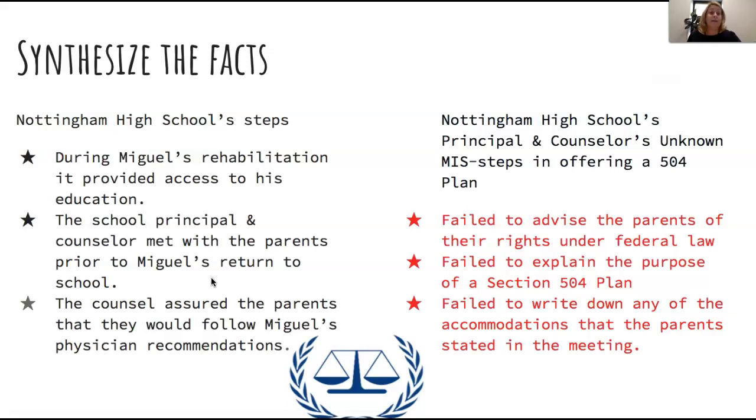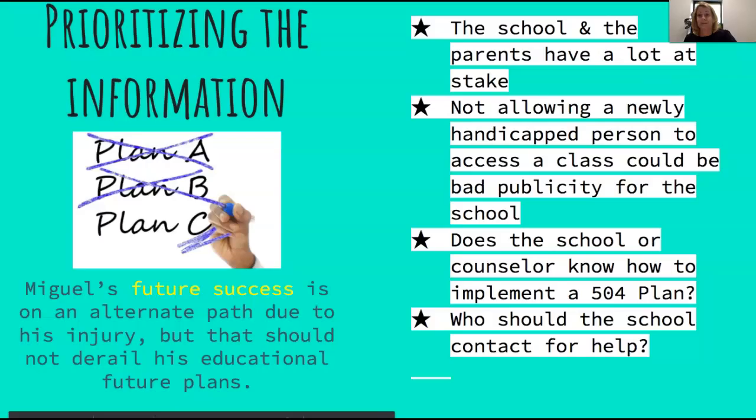Where the school had missteps was that they failed to advise the parents of their rights under federal law, and they failed to explain the purpose of a Section 504 plan. They failed to write down any of the accommodations that the parents stated in the meeting. Let's prioritize the information.